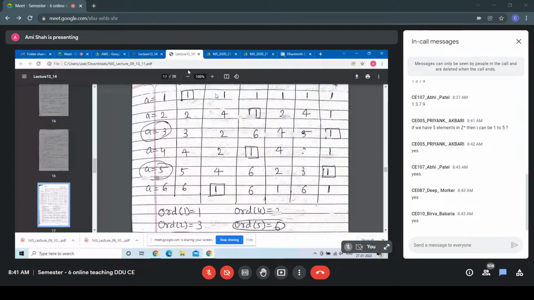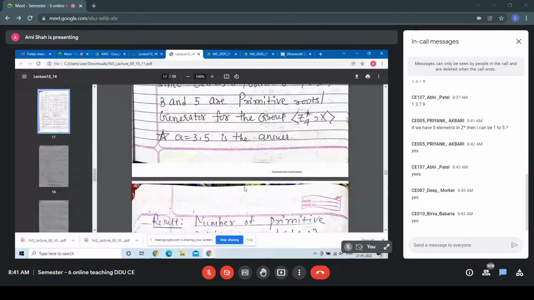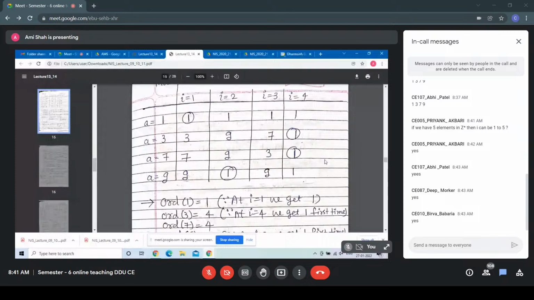Right now, for which value of P are you getting these 3 and 7? See, a raised to i mod 10, where P is what? For Zn star you are getting 1, 3, 7, 9. Now see your flow, everyone. First of all, the user enters some value. Let's say the user entered 10.